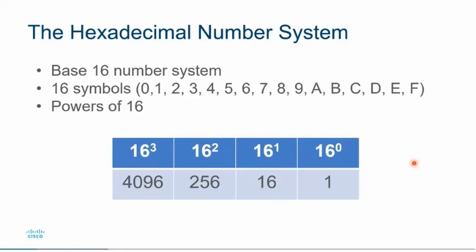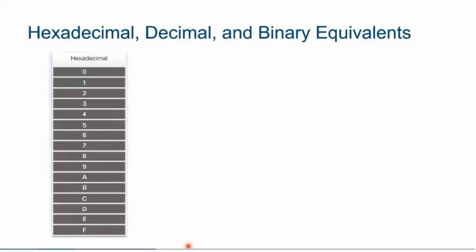Here we can see the first 4 place values based on powers of 16. This is 16 to the power of 0 or 1. Any number to the power of 0 is 1. This is 16 to the power of 1 or 16. This is 16 to the power of 2 or 16 times 16, which equals 256. And this is 16 to the power of 3 or 16 times 16 times 16, which equals 4096.